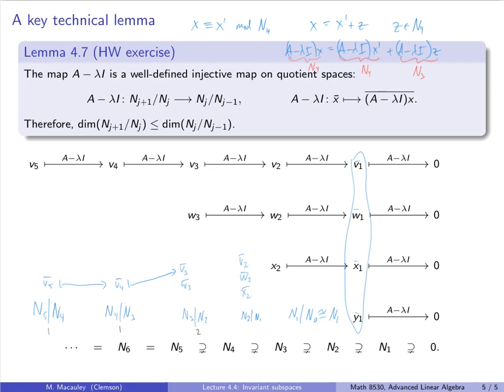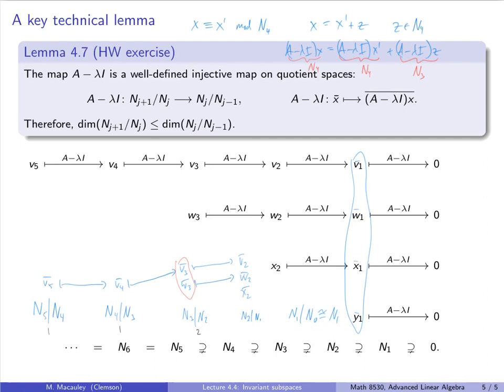This is not a basis. So you have to extend this to a basis. And in doing so, you get another element. Let's call that W3 bar. Now, you apply A minus lambda I again. Now you've got a 2-dimensional vector space. V3 bar goes to V2 bar. W3 bar goes to W2 bar.